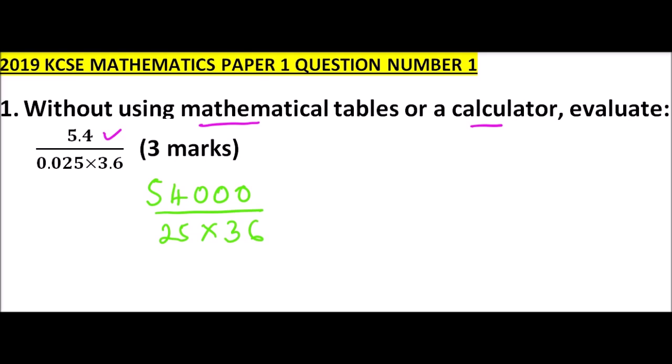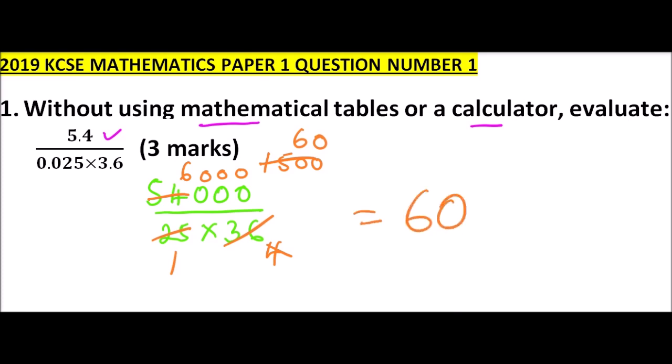So we now have whole numbers which we can simplify. You divide here by 9, we get 4. We divide by 9, we get 6,000. We divide by 4, we will get 1 and 5, that is 1,500. We divide by 25, this will give you 1. Divide by 25, that should give you 60. So the answer is 60. That is what you should get.